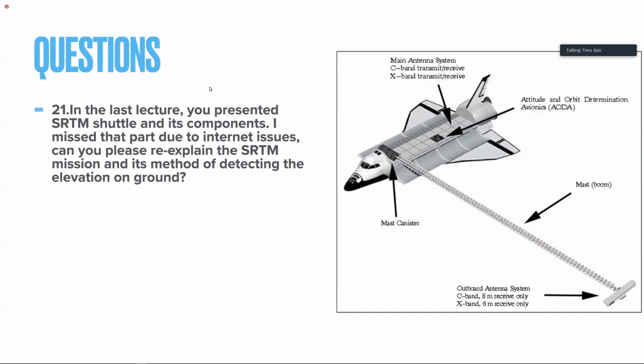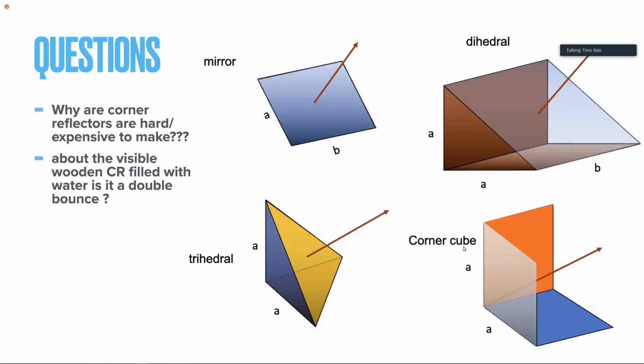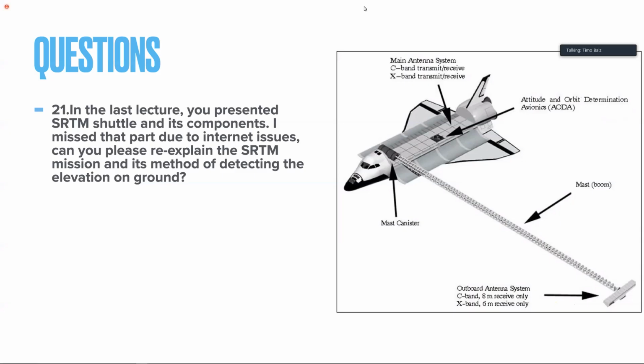Here, just reminding you that the SRTM mission is a bistatic mission, so you have a transmitting antenna and receiving antenna inside the shuttle, right, and a second receiving antenna here, sorry, outside of the shuttle.